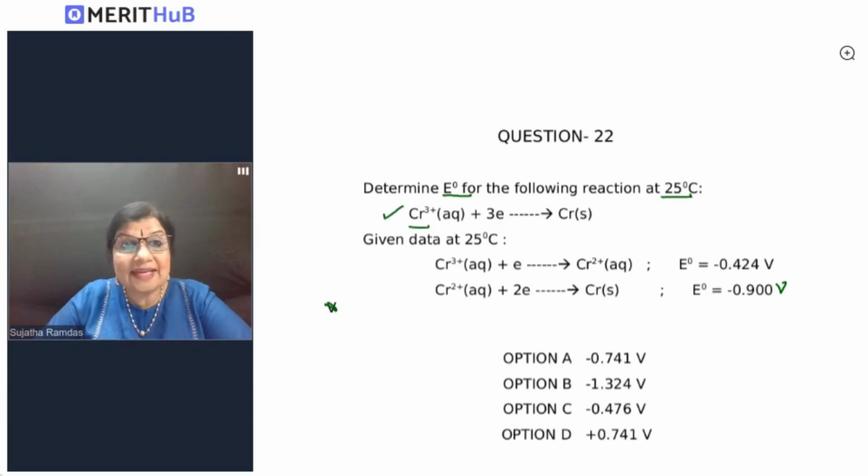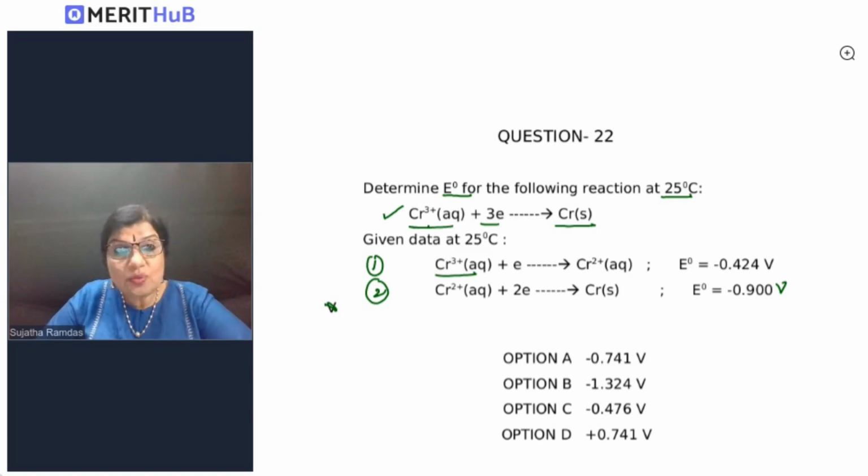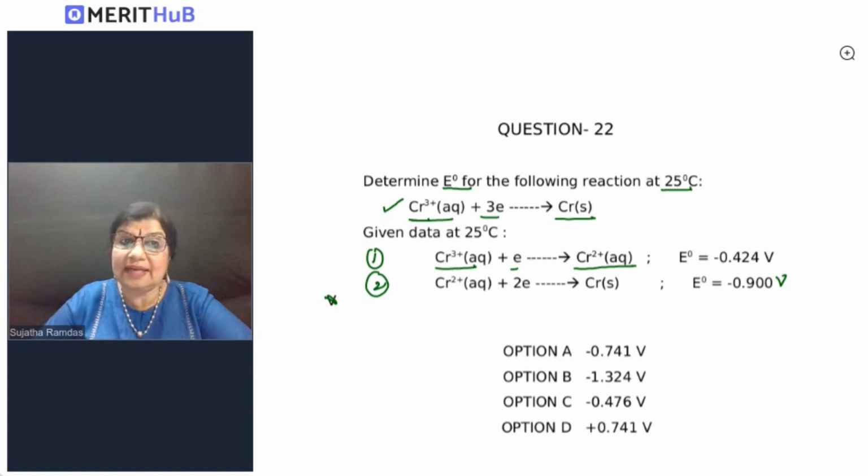Cr3 plus gaining 3 electrons to give you chromium solid. Now, what is the given data? You are given two equations, 1 and 2, wherein you have Cr3 plus aqueous as you want in the target equation, gaining 1 electron to produce Cr2 plus aqueous. You don't have Cr2 plus aqueous in the target equation. So that gives you an idea. We have to get rid of that, remove that.